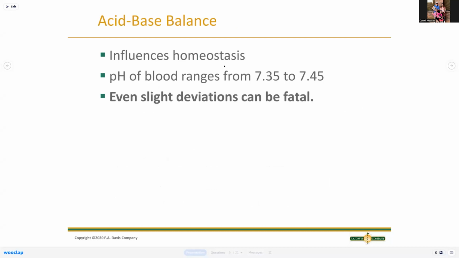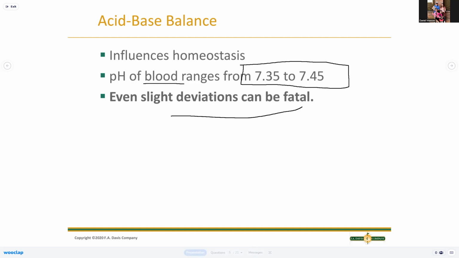Okay. Acid-base balance is discussed at the bottom of page 414. This is a pretty important factor influencing homeostasis of our body. For pH, you're just going to have to memorize the range. There's really no way around it, but you might as well do it now because it's going to be so helpful in the future. Again, 7.35 to 7.45. Slight deviations can be fatal. This is the normal range of blood pH for humans.